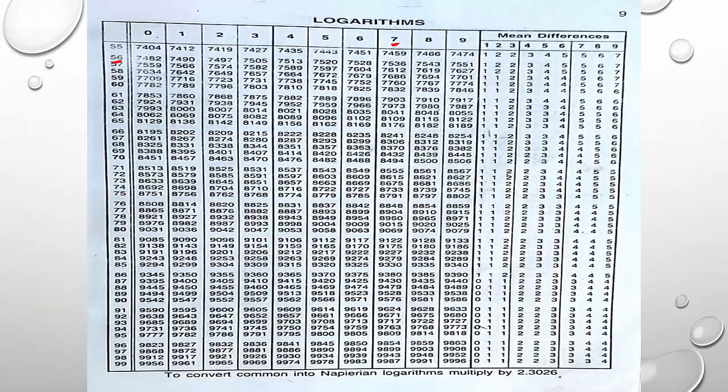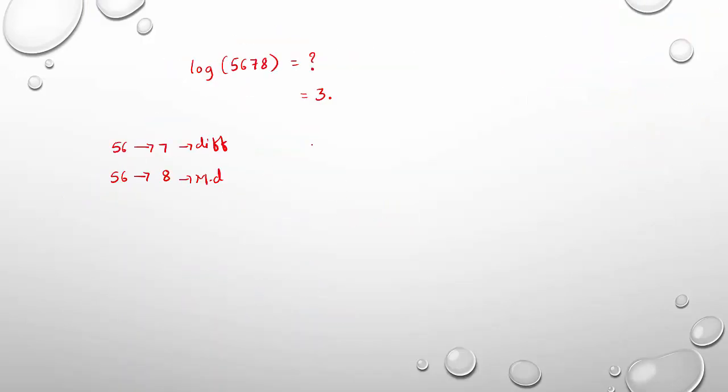7536. See here, what is the number? 7536. This is the number. Now similarly, 56 at 7 we observe. We can write the number 7536. The number is how much?